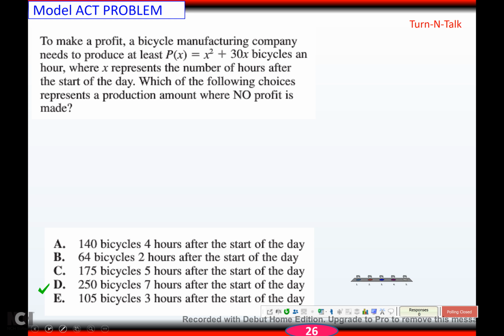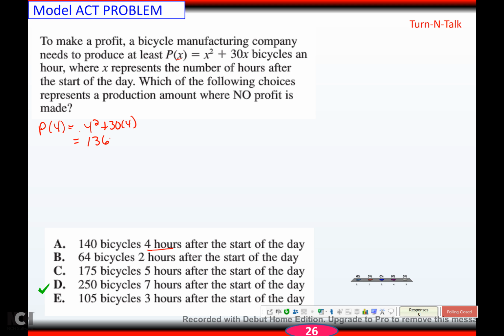Alright, it says to make a profit, a bicycle manufacturing company needs to produce at least P of x equals x squared plus 30x bicycles an hour, where x represents the number of hours after the start of the day. Which of the following choices represents a production amount where no profit is made? Well, if they made 140 bicycles 4 hours after the start of the day, they gave me time. X is my time, so I'm going to plug in P of 4. And that would be 4 squared plus 30 times 4. That's 16 plus 120 is 136.